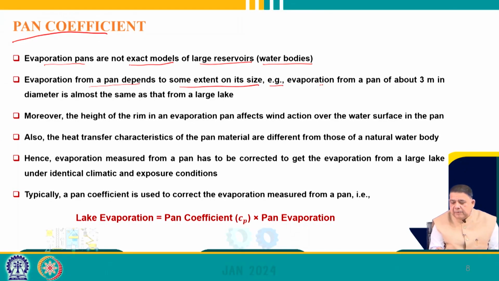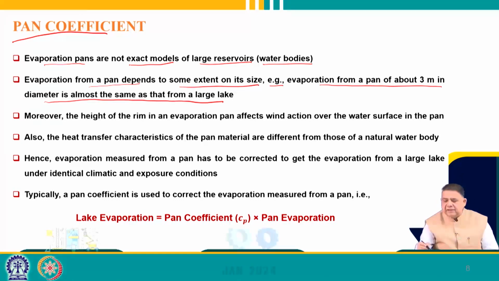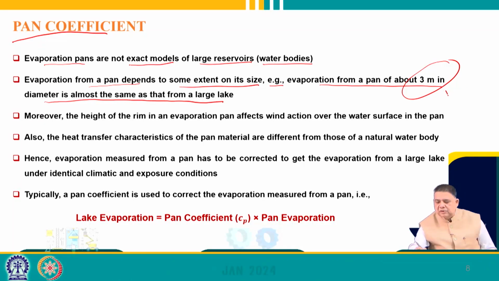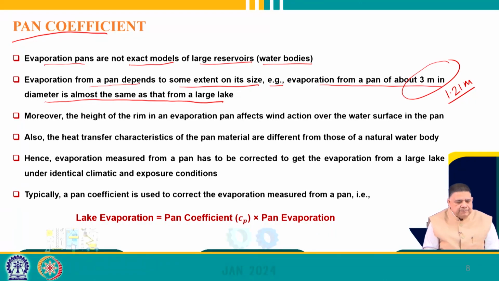For example, evaporation from a pan of about 3 meters in diameter is almost the same as that from a large lake. Experimentally it has been seen that if the size of the pan is kept equal to 3 meters in diameter, then it will give a similar value of evaporation from a large water body or lake. But as you saw, the recommended value which we use is only 1.21 meters, which is only almost a 1/3. So, that is why we do not get the representative value.